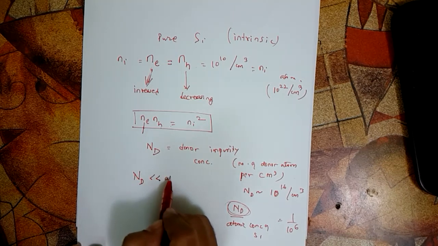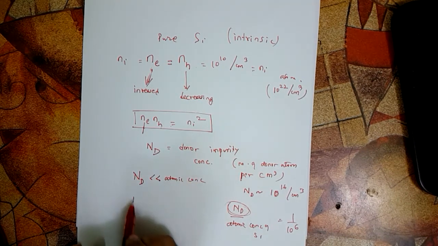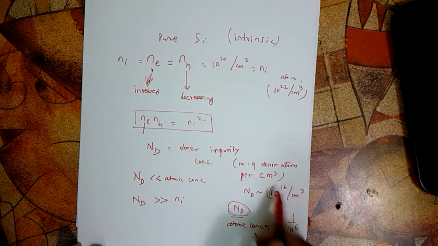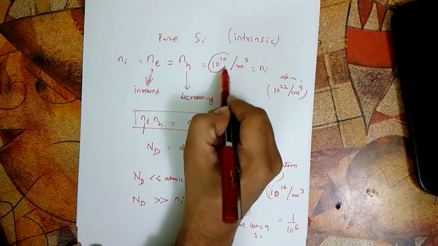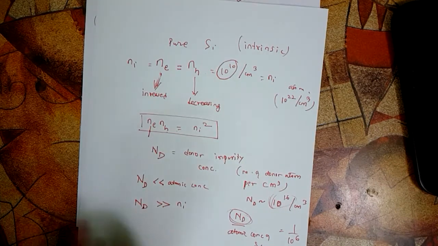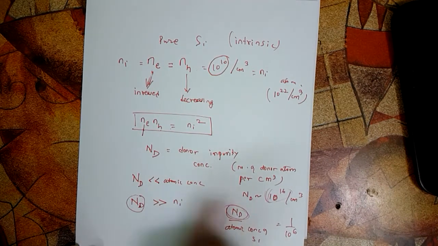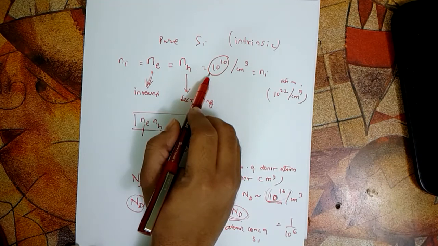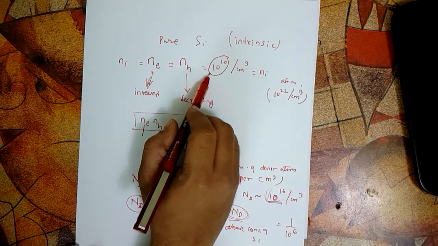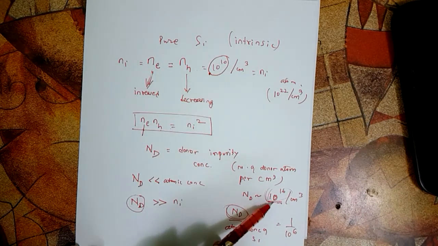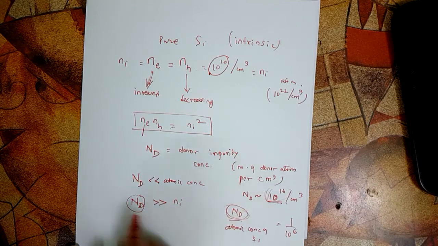But still this Nd, although it is much less than the atomic concentration, is much greater than Ni, because Nd is of the order of 10 raised to 16, whereas Ni is of the order of 10 raised to 10. And each of this Nd will result in one electron. So how many electrons will this Nd donate per centimeter cube? 10 raised to 16. And how many were there previously? 10 raised to 10. So how many electrons should be there now? 10 raised to 10 plus 10 raised to 16. We know that 10 raised to 10 is much smaller than 10 raised to 16, so the number of electrons will almost be equal to how much?